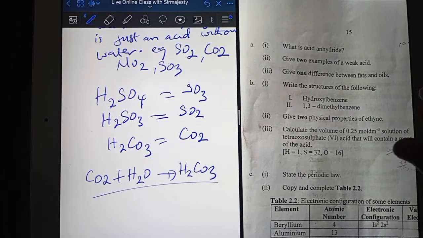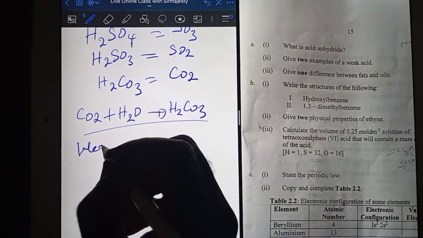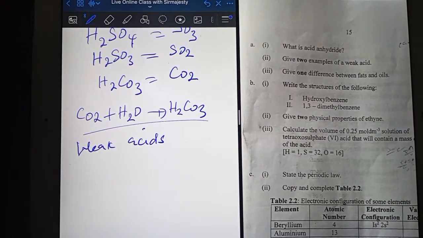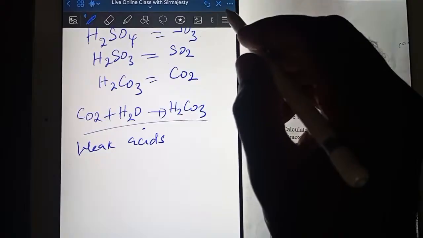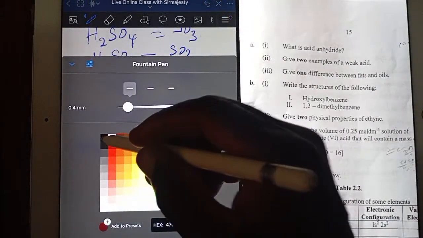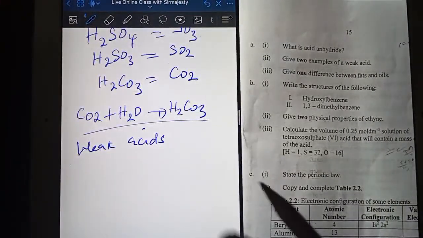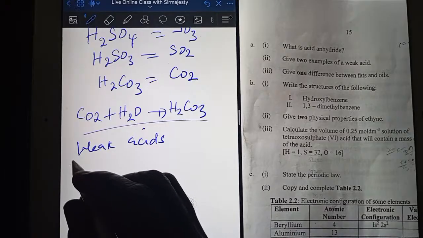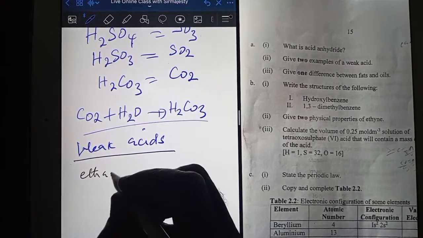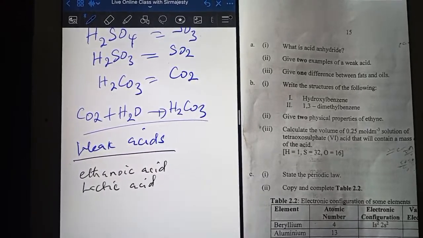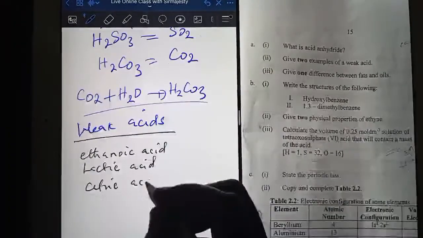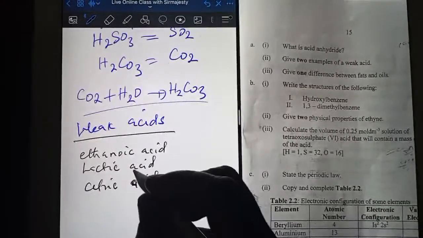All right. Now the next one says, give 2 examples of weak acids. It's good to let you know that all the acids whose names end in oic, or that end in COOH, are all weak acids. Even if you didn't know before now, know it. For example, all organic acids are weak acids, and they are the acids that we call carboxylic acids. You can start with the common one, ethanoic acid, lactic acid, the one you see in milk, citric acid. They are all weak acids. Even benzoic acid is a weak acid.